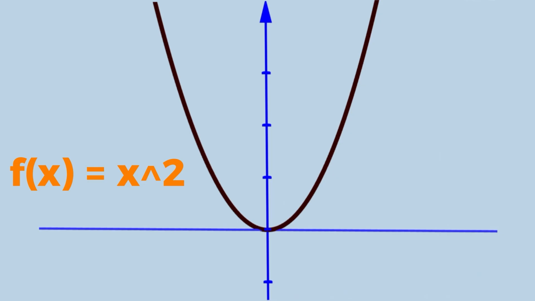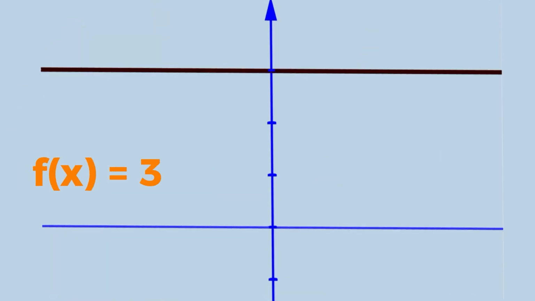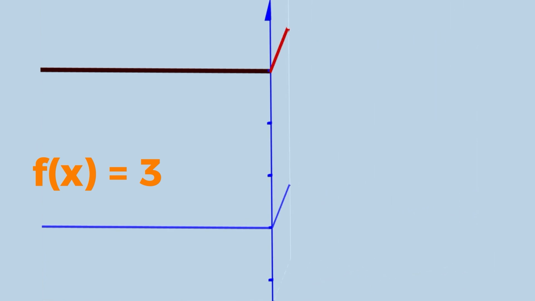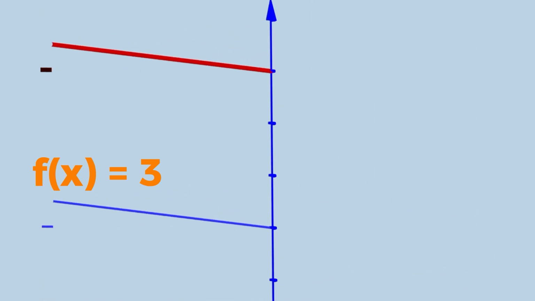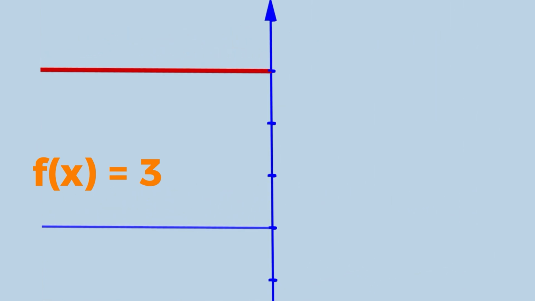Now look at this function. f of x is equal to 3. Yes, this is a constant function. We know that this function is an even function. In fact, you can think of it as 3 times x to the power of 0. And since 0 is even, we consider this an even function.